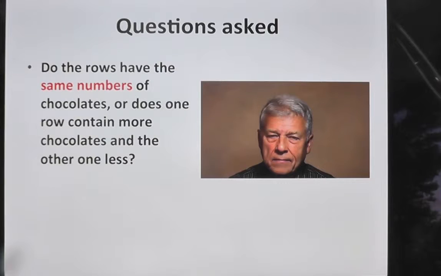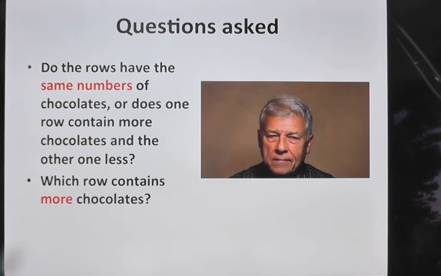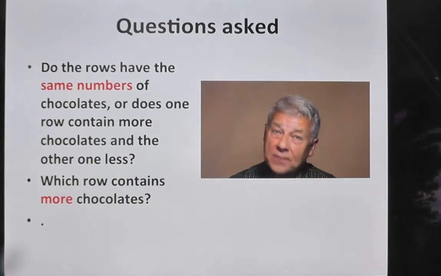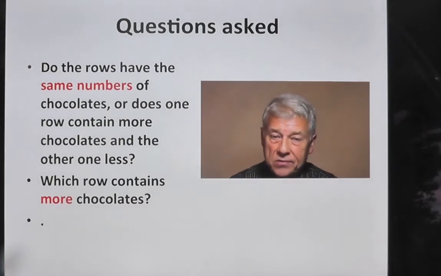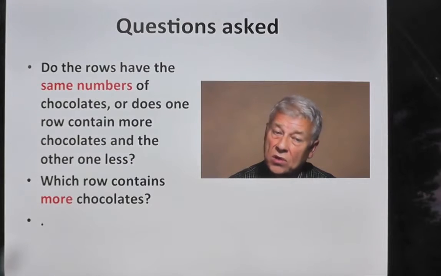The children were asked, do the rows have the same numbers of chocolates, or does one row contain more chocolates and the other one less? Which row contains more chocolates? By asking these questions, we tested whether the children have the phenomenalistic view of the numbers in the rows, saying that there are more chocolates in the long row.